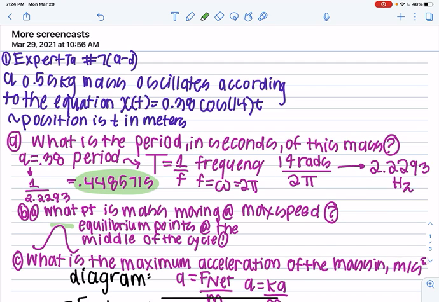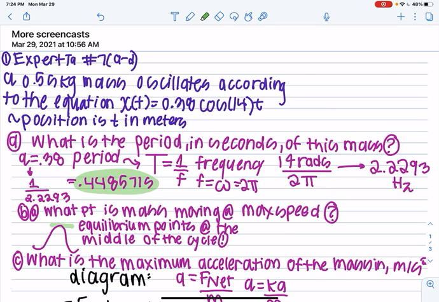First we start off with A equals 0.38. The way that I solved for period is I found the frequency first, and then I did 1 over the frequency, which gives me the period, which is a known formula. The other known formula is T equals 2 pi times the square root of m divided by k.